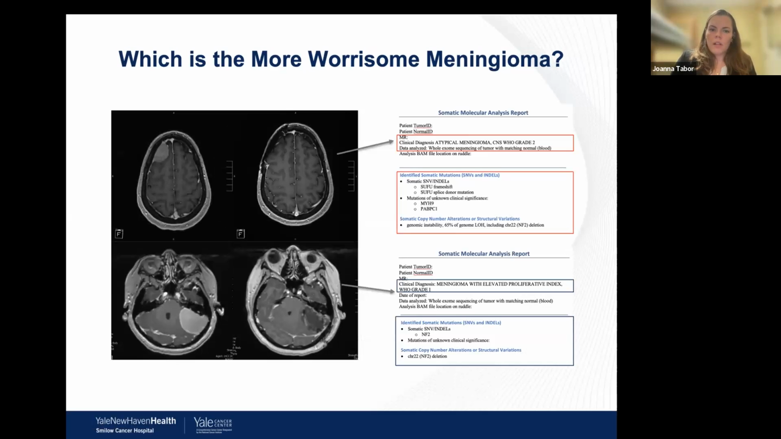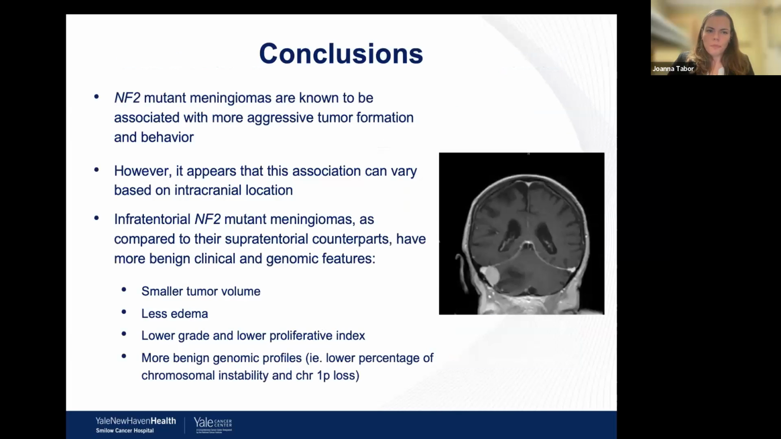So on histological analysis, this is an atypical meningioma, grade 2. And on genomic analysis, we find that it really has remarkable genomic instability. It has 65% of its genome altered with loss of heterozygosity. Whereas this large posterior fossa meningioma is only a grade 1 and only has this one somatic mutation in NF2.